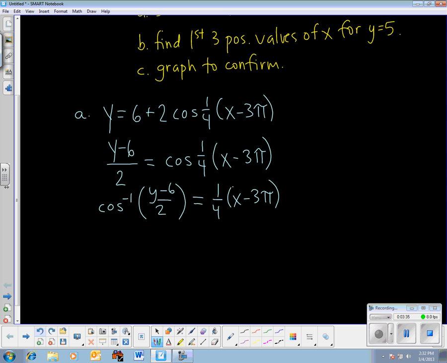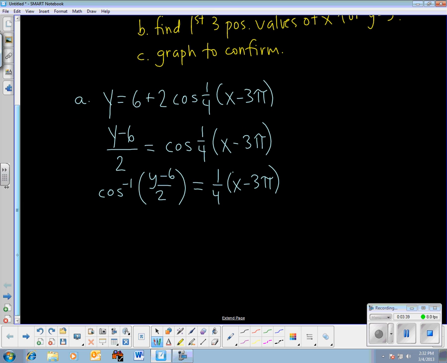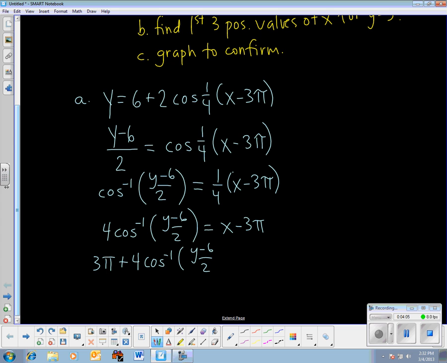Alright, so here we are, still trying to isolate x. The next thing I want to do is either divide by 1/4, but technically that's just multiplying by 4. So I'm going to do 4 cosine inverse of y minus 6 over 2 equals x minus 3 pi. And my final step is to add 3 pi to both sides. So just by undoing each step, some nice old-fashioned Algebra 1, we have isolated x, and this is our answer to part A. Fair enough?